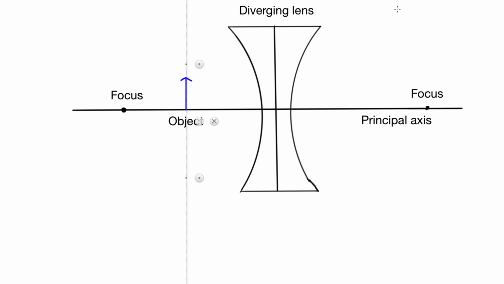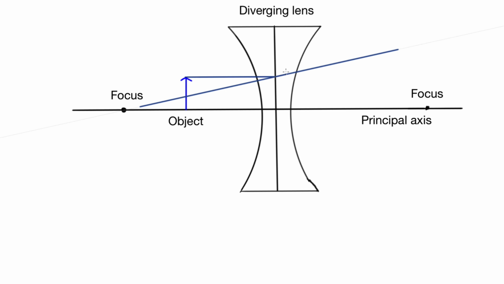Okay, so let's look at how we do this one. We're going to need to do some ray tracing. So first of all, let's consider the ray which is traveling from the top of the object and parallel to the principal axis. This ray, once it hits the lens, gets diverged away from the principal axis. So it travels up that way, but we're going to need to trace it backwards.